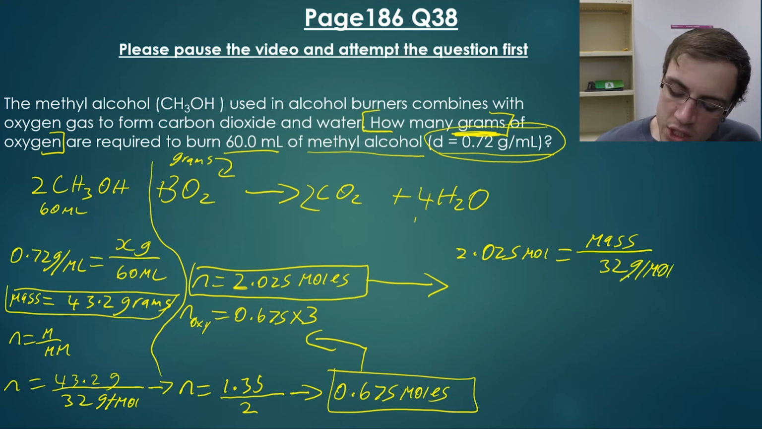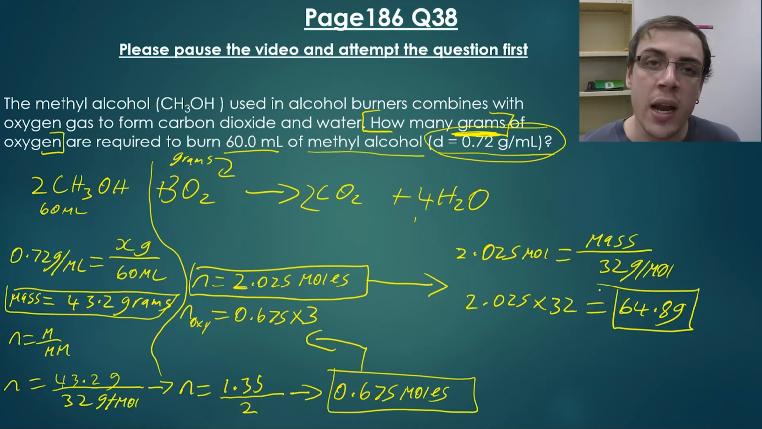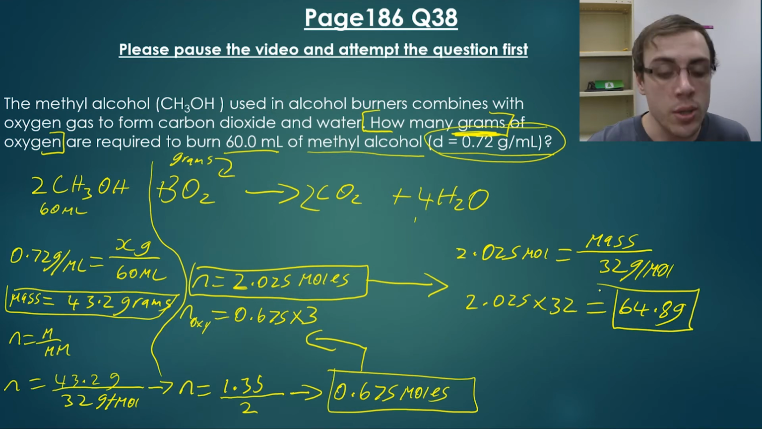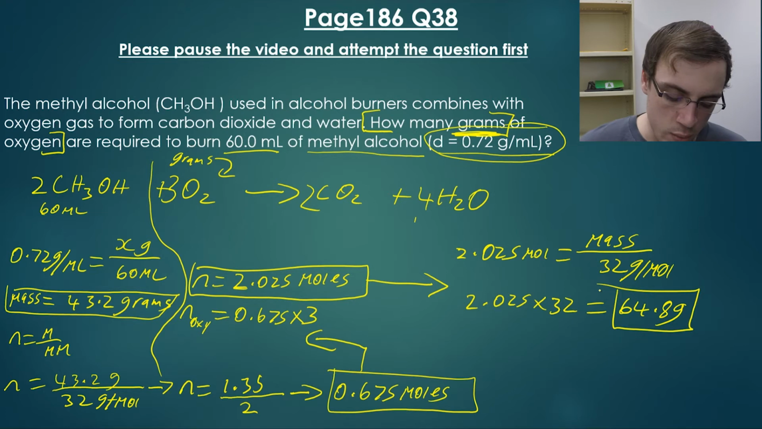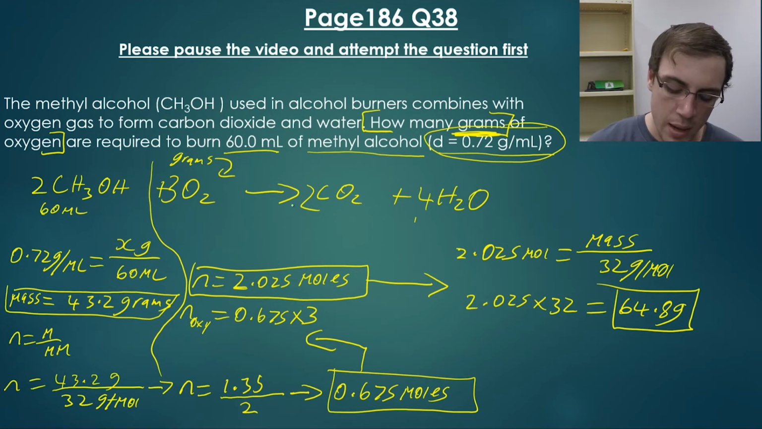So again, we rearrange this. So it's 2.025 multiplied by 32, and that will give us 64.8 grams. So what that means is, and again, I like to do this as well, I say the answer and I put it back in the question. So it means that in order for us to ignite 60 mils of methyl alcohol, we will need at least 64.8 grams of oxygen to ensure that all of it combusts into carbon dioxide and water.